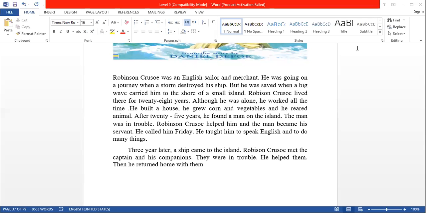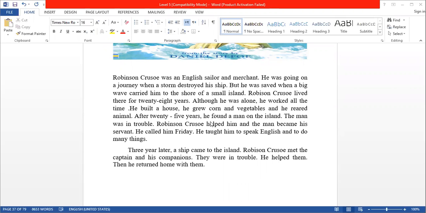Robinson lived there for 28 years. Although he was alone, he worked all the time. He built a house. He grew corn and vegetables, and he reared animals.